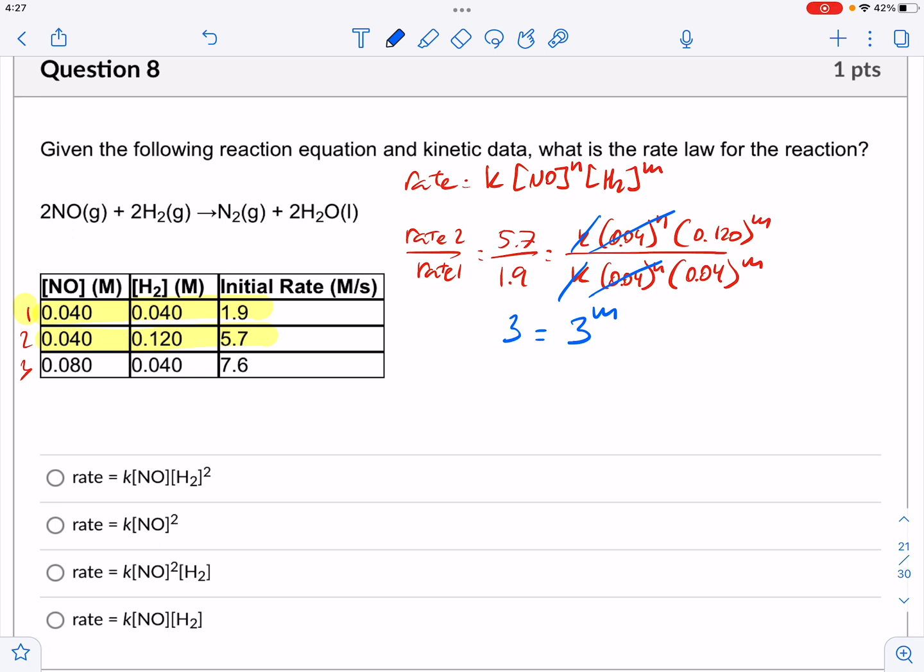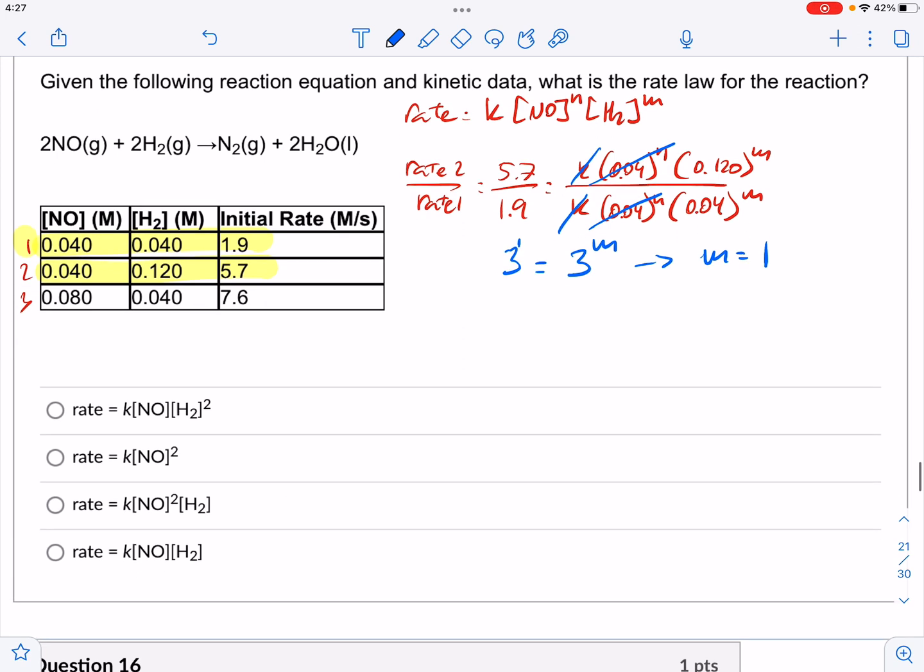Okay? So in this case, this is 3 raised to the power of 1. From here, nothing else to do but to say that M is equal to 1. So in hydrogen, the reaction is first order. With that, we can discard this one because it's telling you that it's second order in hydrogen, and we can discard that one because it's telling you that it's zero order in hydrogen, which is not the case. Then we move into the next one.